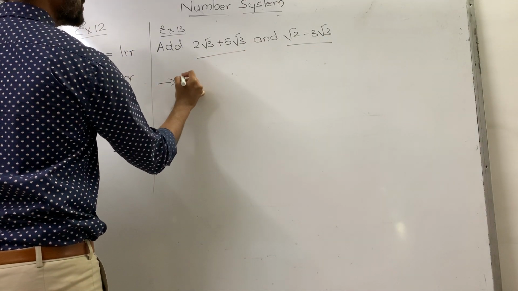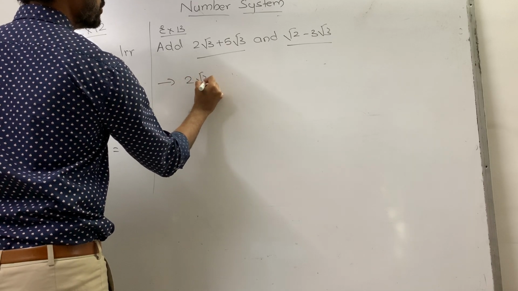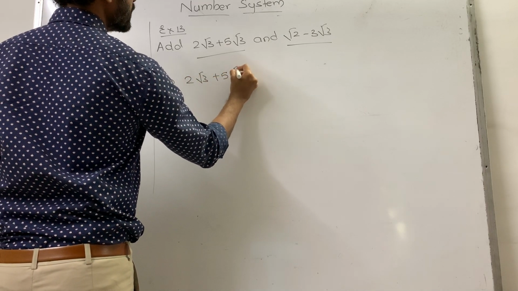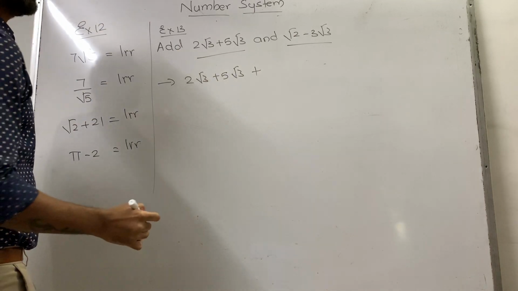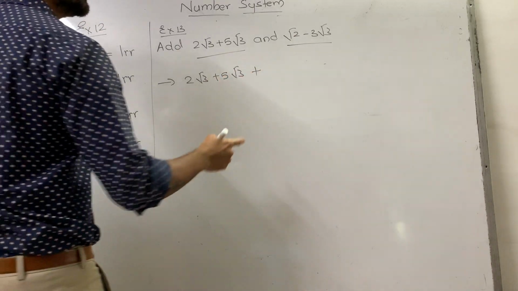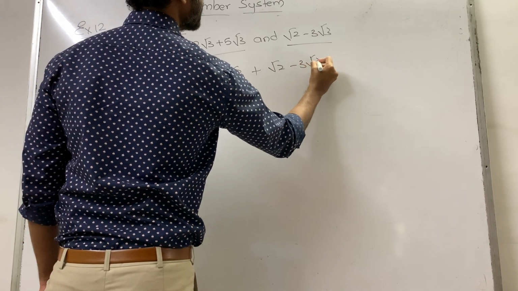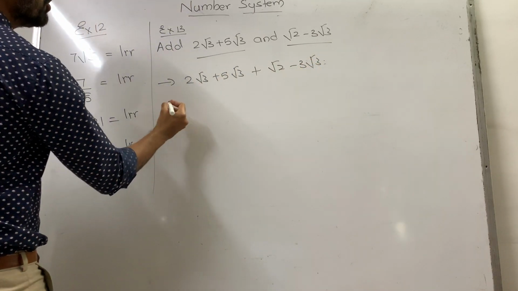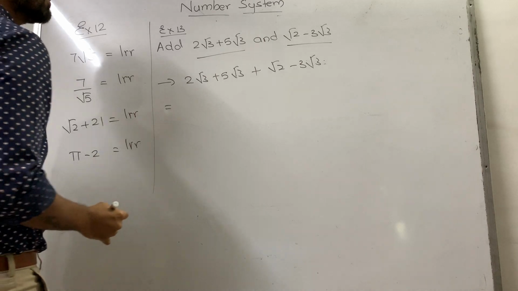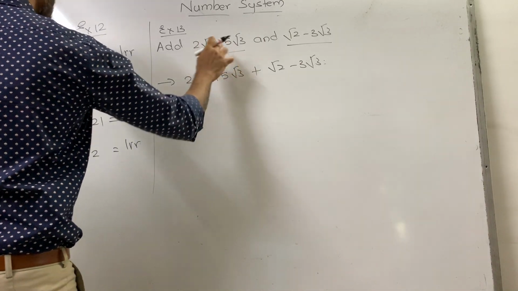So in our solution, 2 root 2 plus 5 root 3, this is the first number. Then I kept a positive addition sign, and you have to add this to root 2 minus 3 root 3. Now look for like irrational terms. There is some mistake here.